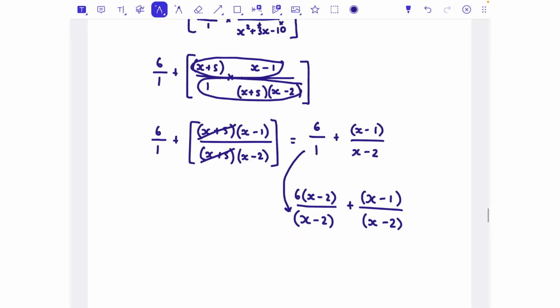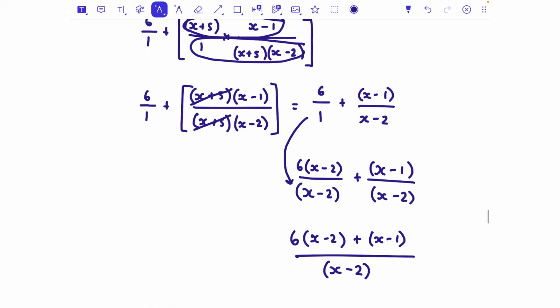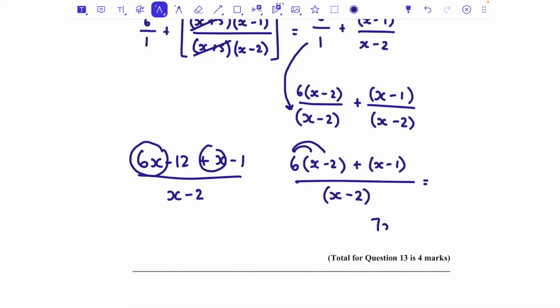There we go. And then all together, that becomes 6 lots of x minus 2, add x minus 1, all over x minus 2. You can leave it in brackets or take it out of brackets, it's fine. And we're going to multiply this out. So that becomes 6x minus 12, add x minus 1 over x minus 2, and that becomes 7x minus 13. So my final answer would be 7x minus 13 over x minus 2 for 4 marks.